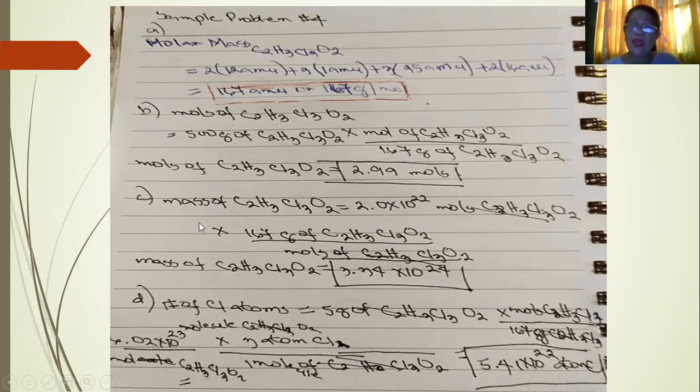Then in letter C, we are going to solve for the mass of chloral hydrate, wherein the given is 2.0 times 10 to the power of 22 moles of chloral hydrate. And again, this is mole to gram.